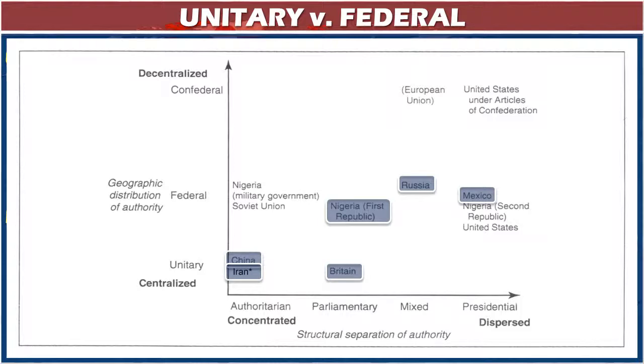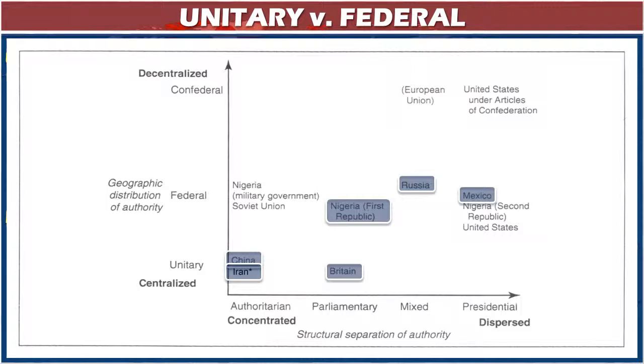So, for example, China and Iran and Great Britain are unitary, at least on paper, if not always in deed. In China, the regions matter quite a bit, and many people think that Britain is going from a unitary government to a more federal arrangement over the last decade or so. Federal systems include Nigeria. Russia is a federal system, mostly because of the ethnic diversity in there, and Mexico is also a federal system. Now, they don't always stay in the same place.